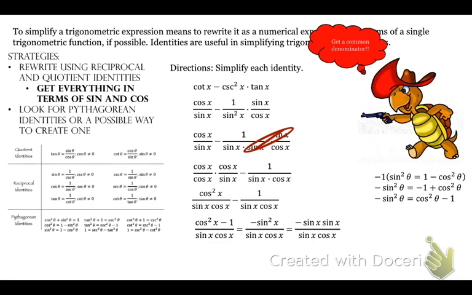I can rewrite that sine squared as sine of x times sine of x, so those sines cancel. I'm left with negative sine of x over cosine of x. Well, sine over cosine is tangent, so that's a negative tangent of x.